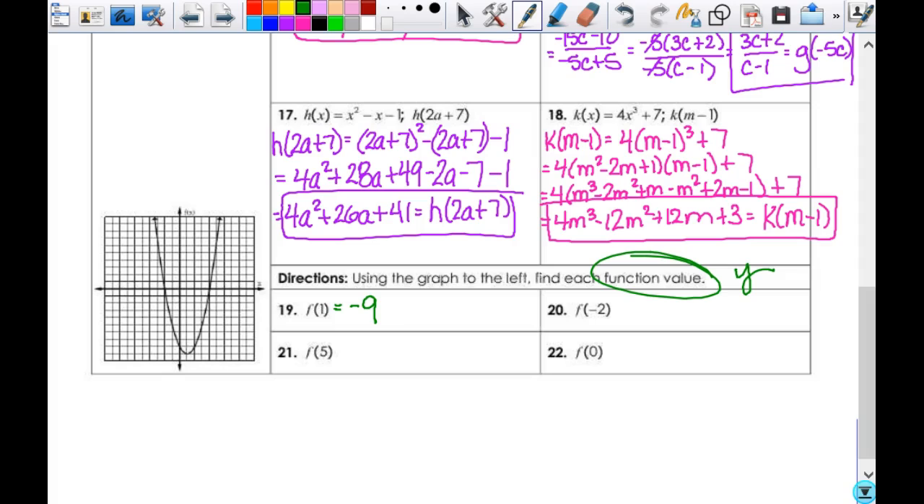So for 20, this f of negative 2, what'd you get? 0. F of 5, what'd we get? 6. F of 0, get? Negative 8. Look, little geniuses. Great. All right, any questions on that? All right, grab the homework. Let's look at that real quick.